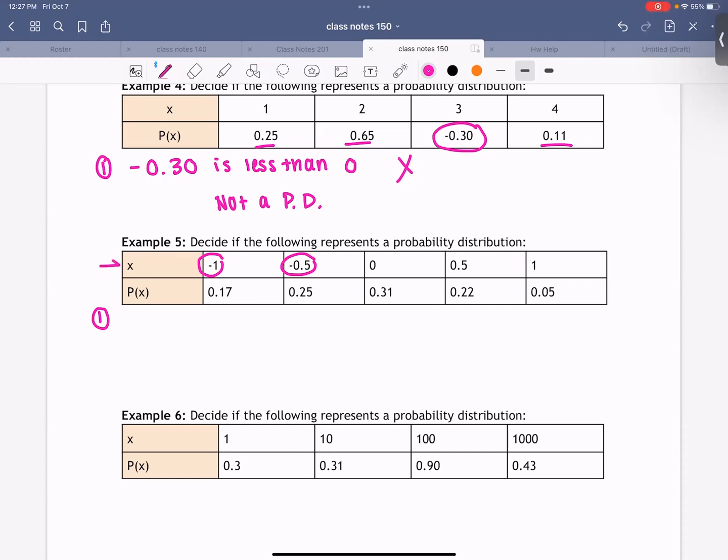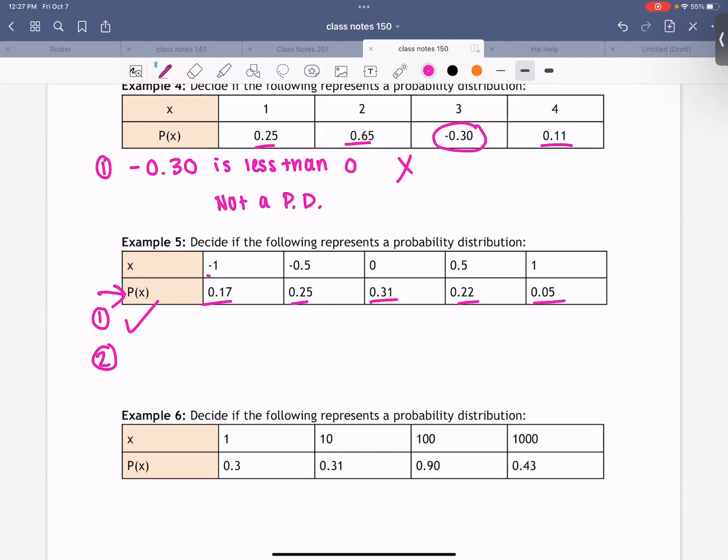Yeah, right. These are X values. Everything on the top is an X value. We're not looking at the X values and trying to see if they're negative. We're looking at the probabilities. So I'm going to check this one, this one, this one, this one, this one. All of those are between 0 and 1. Okay, we're done. Let's check rule 2 then.